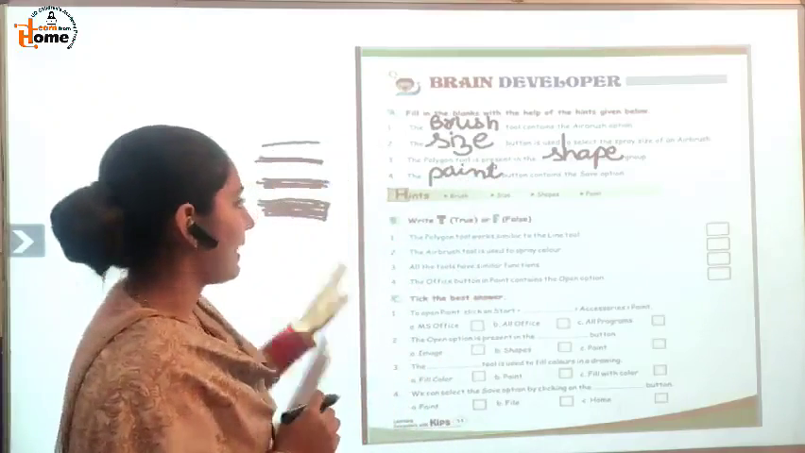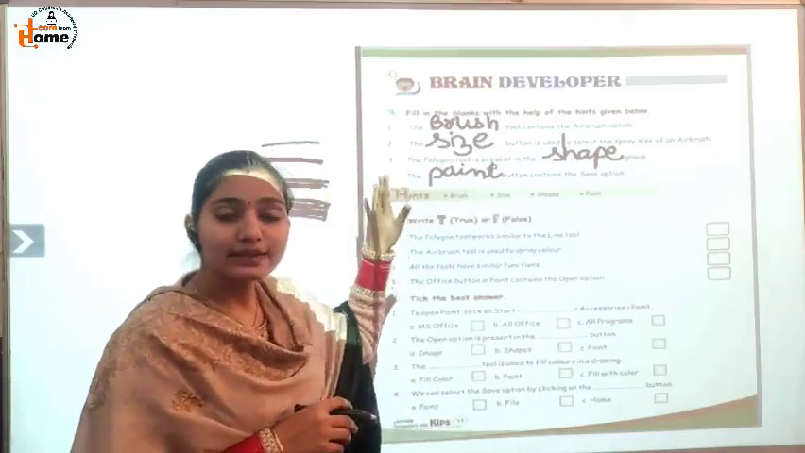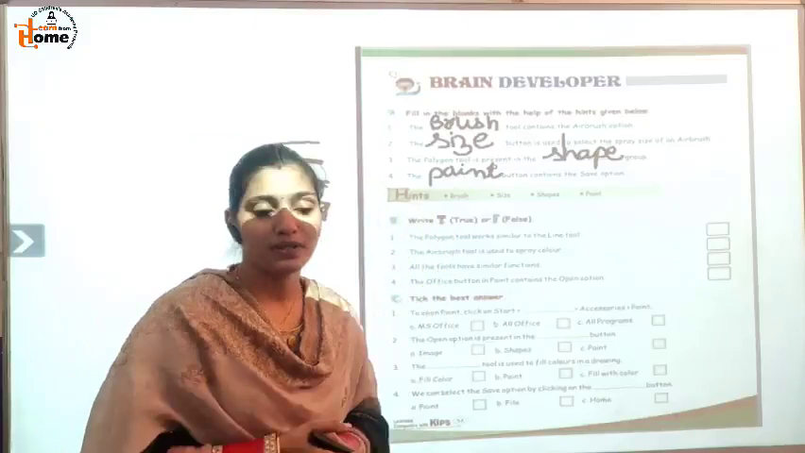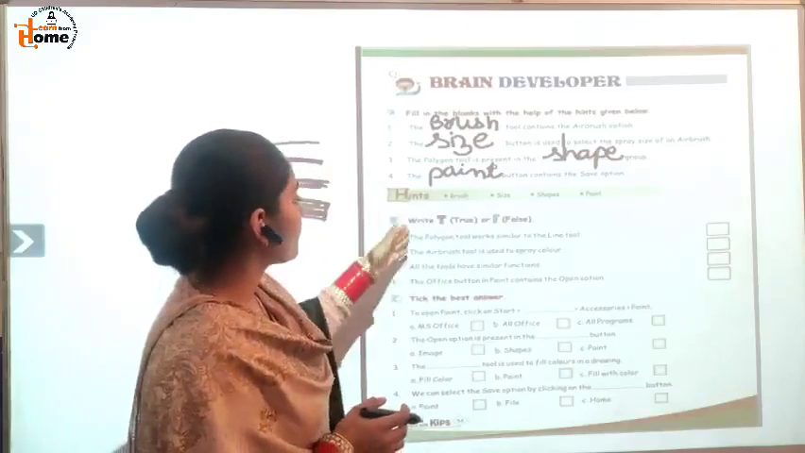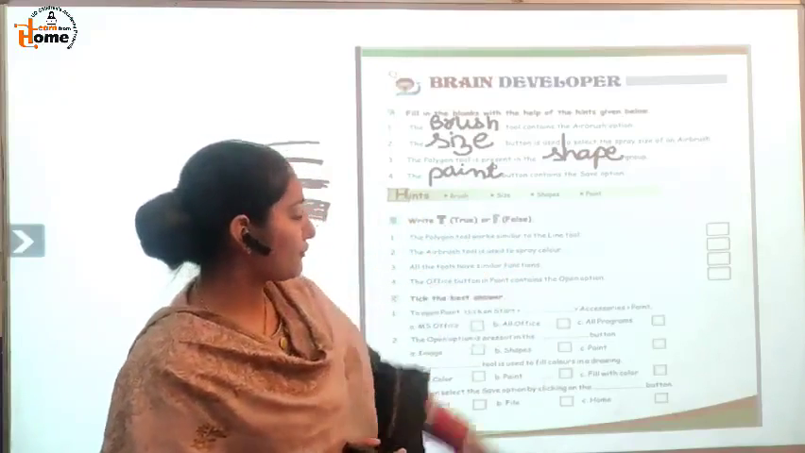Next, have you done these? Write the spellings correctly, and you have to do this in your book. Okay? Next, true, false. Write T for true or F for false.